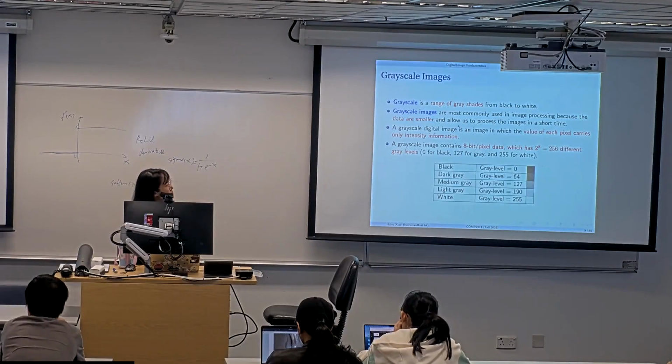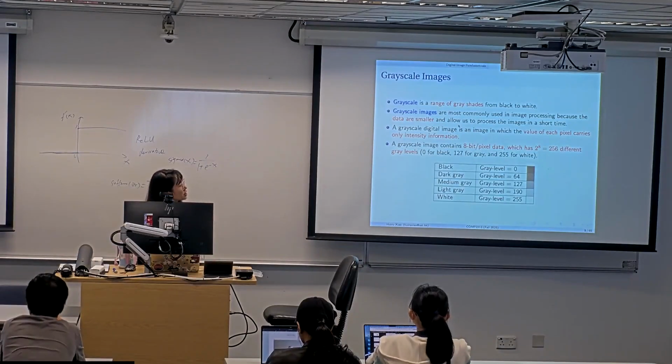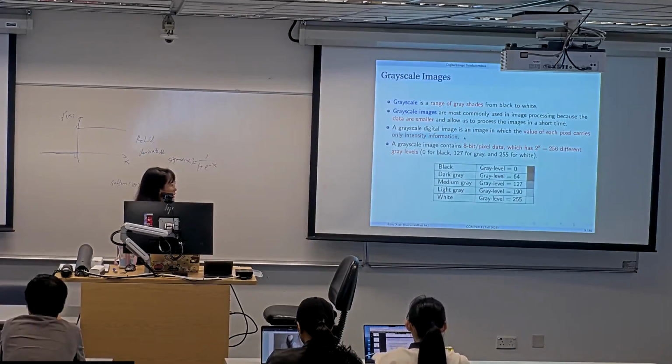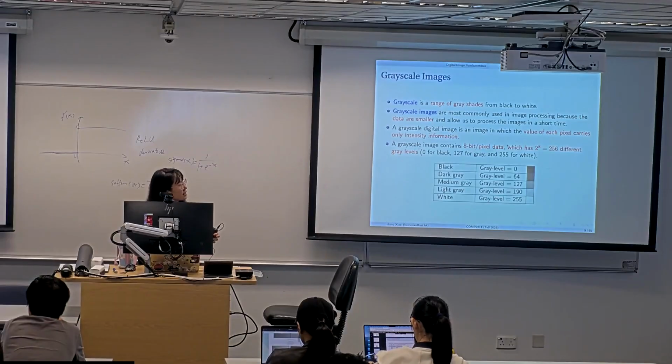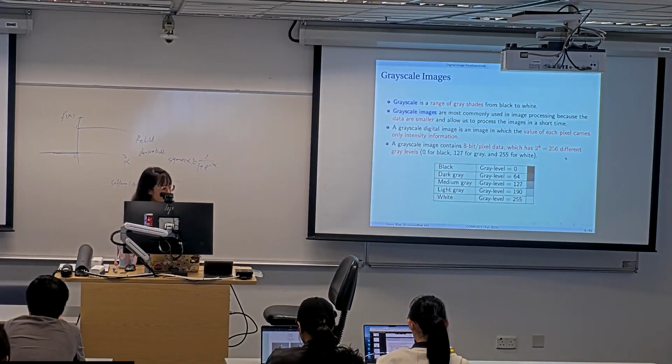A grayscale digital image is an image in which the value of each pixel carries only intensity information. So each pixel only has one value, the intensity value, and it contains 8-bit pixel data. Here 8-bit means 2 to the power of 8, which is 256 different gray levels. That's why the intensity value must be an integer from 0 to 255, because they are stored in this 8-bit data. So from 0 to 255, where 0 is black.